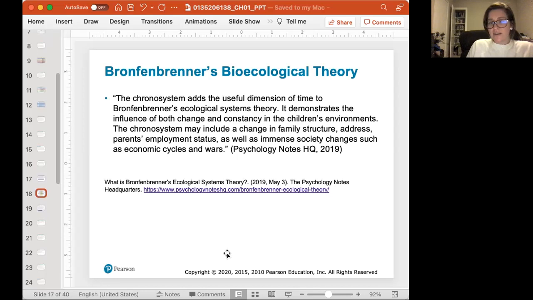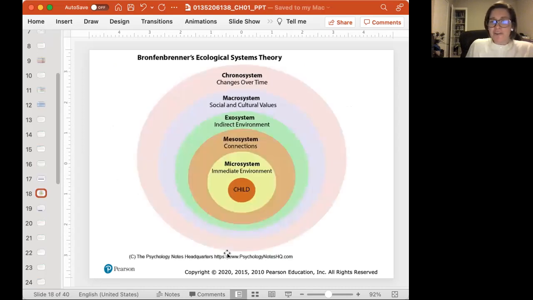You guessed it, a graphic. So Bronfenbrenner's ecological systems theory, I just think that this helps you understand what are the layers and levels of this: immediate, connections, indirect, social and cultural, and then changes over time. Multi-layered system, right?